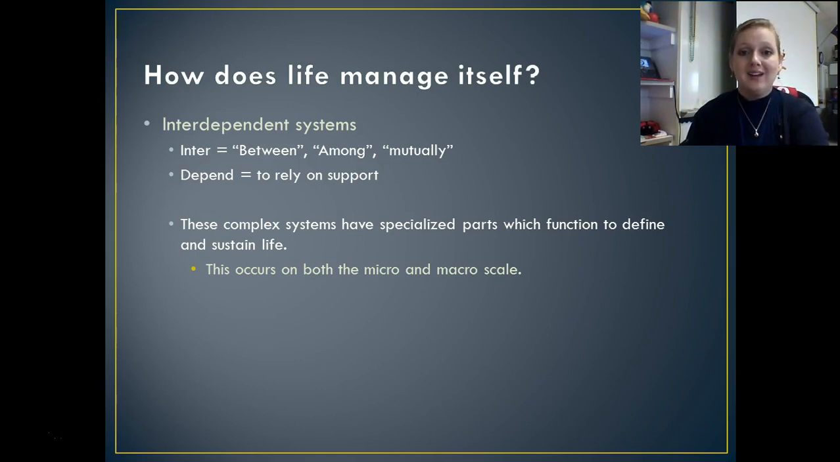Inter means between, among, or mutually, and to depend is to rely on for support. So these are things that are going to support by relying on, between, and among different things. So, complex systems that have specialized parts which function to define and sustain life. This is going to occur on both the micro, the small scale, as well as the macro, the big scale. We're going to talk about this more as the year goes on.